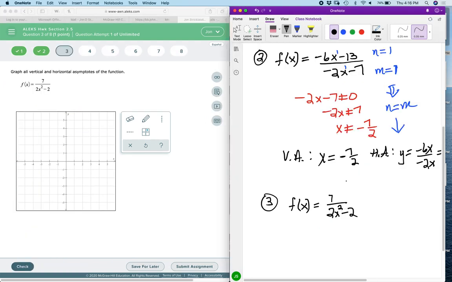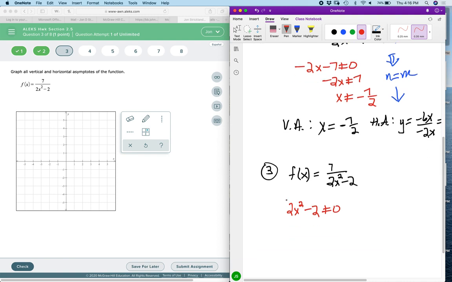For item number 3, again looking for vertical and horizontal asymptotes. Again in the denominator, we cannot have 2x squared minus 2 be 0 for f of x to be defined. If I factor, I have 2 times the quantity x squared minus 1, which cannot be 0. Here we have a difference of squares.